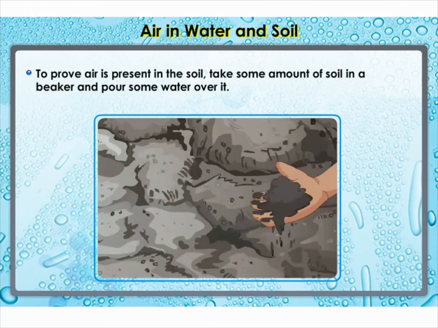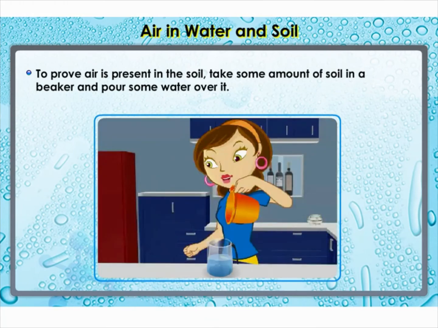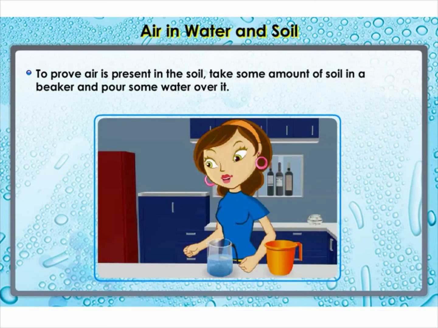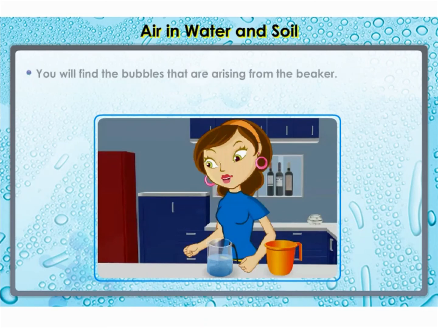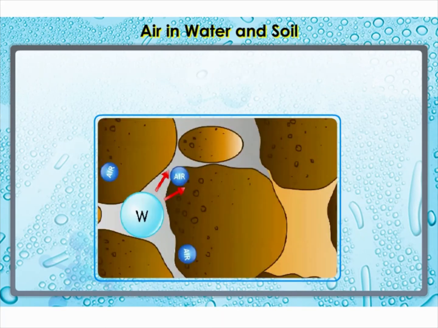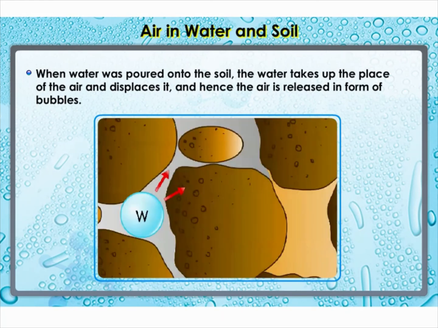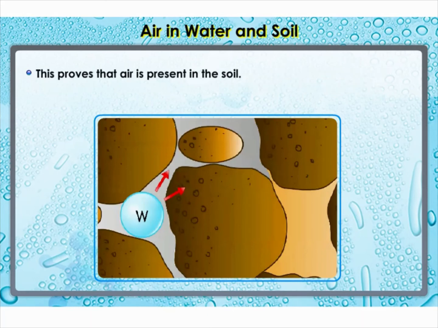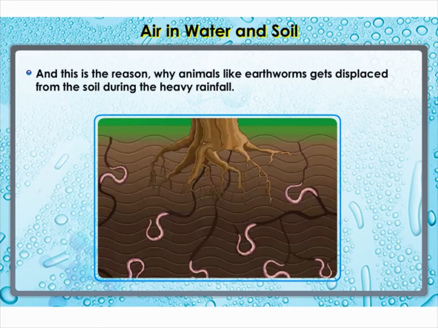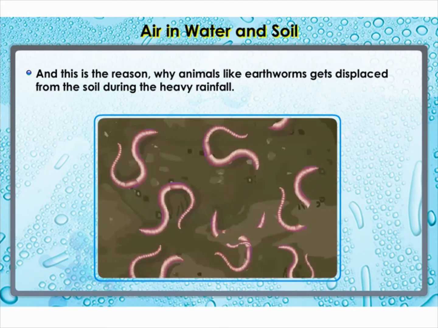To prove air is present in the soil, take some amount of soil in a beaker and pour some water over it. You will find the bubbles that arise from the beaker. When water has been poured into the soil, the water takes up the place of the air and displaces it, and hence air is released in the form of bubbles. This proves that air is present in the soil. And this is the reason why animals like earthworms get displaced from the soil during heavy rainfall.